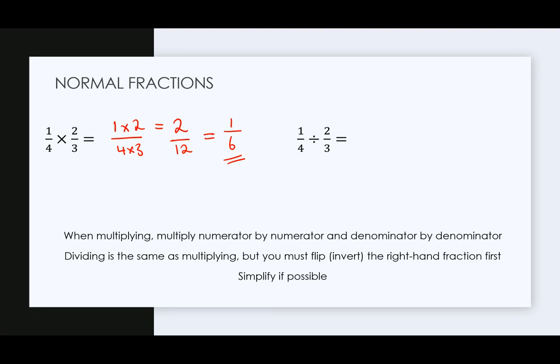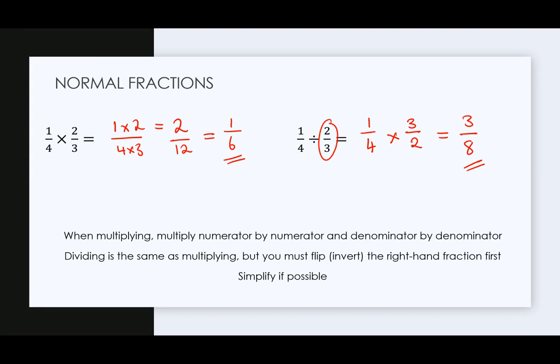Now with division, it's almost exactly the same as multiplying. However, you need to flip or invert the right-hand fraction first, then multiply them together. So I'm going to rewrite this problem as a multiplication problem of 1/4 times the flipped right-hand side fraction, which will be 3/2. Then it's just going to become 1 times 3, which is 3, and 4 times 2, which is 8. Now 3 and 8 don't have a common factor because 3 is a prime number. So we can't actually simplify this anymore, so we're done.